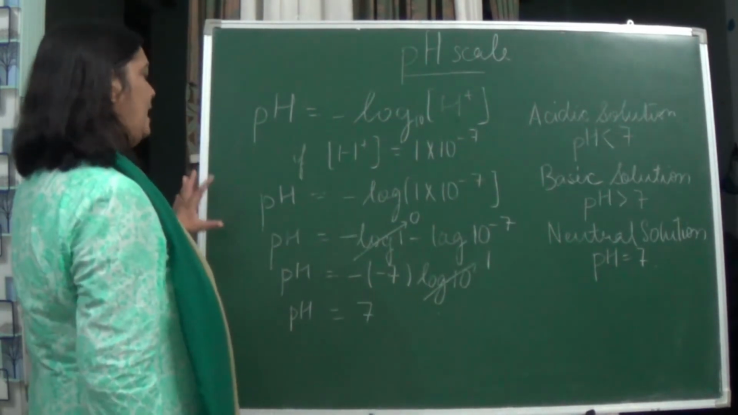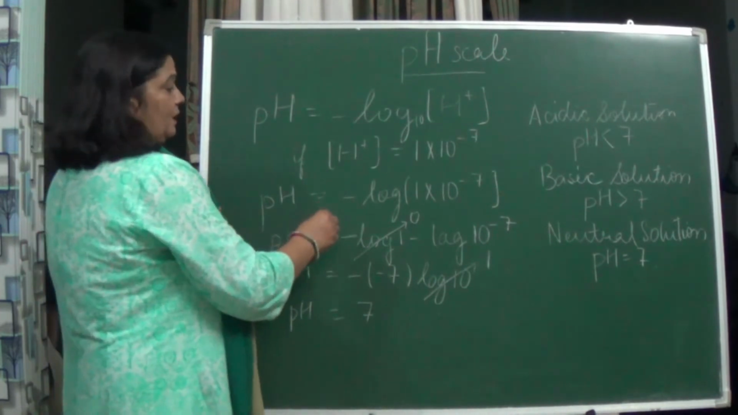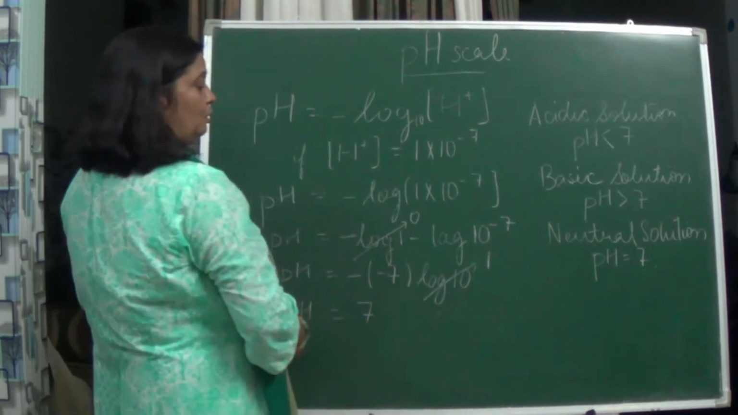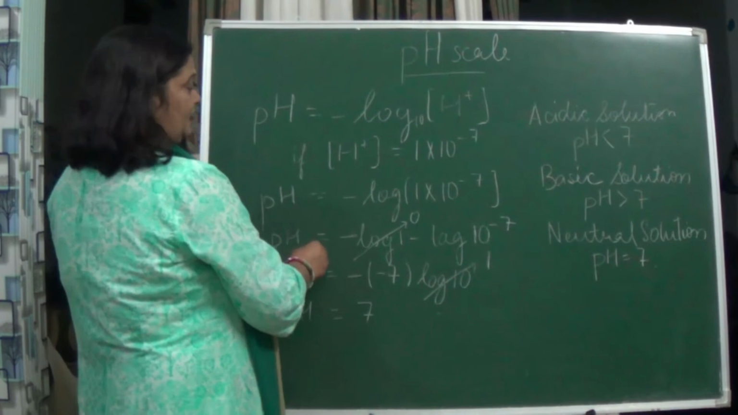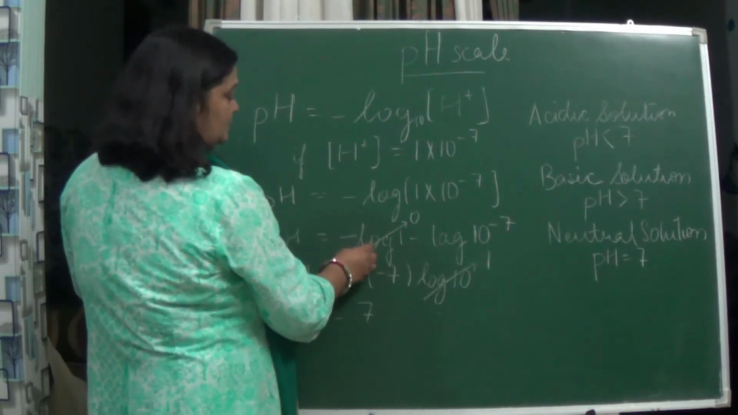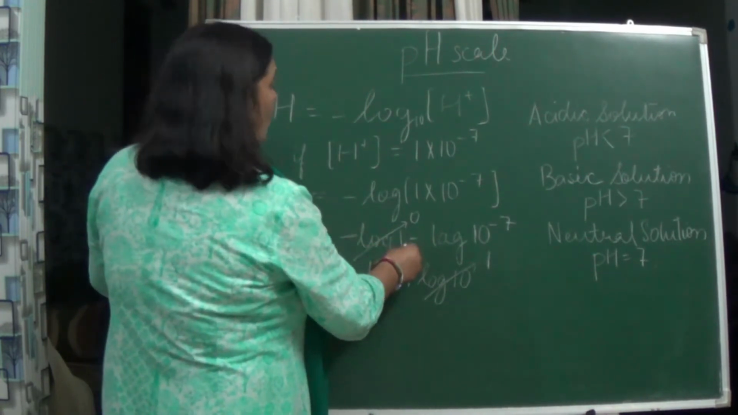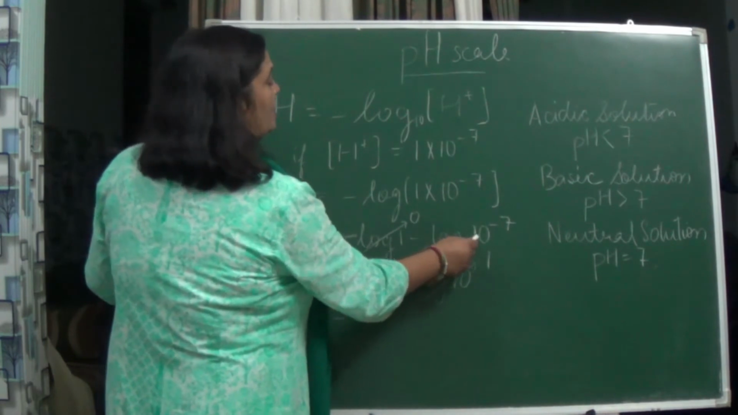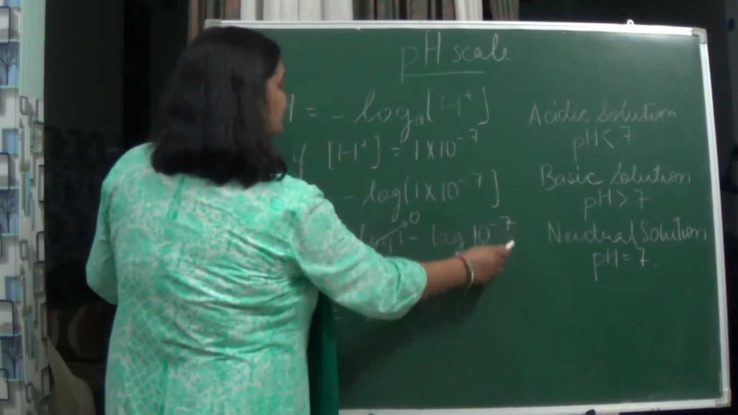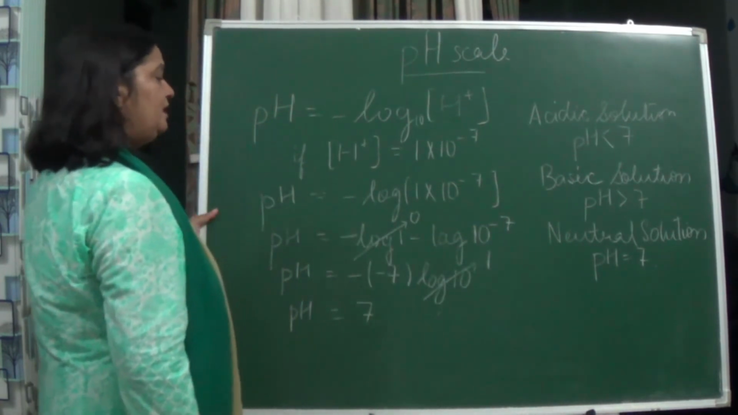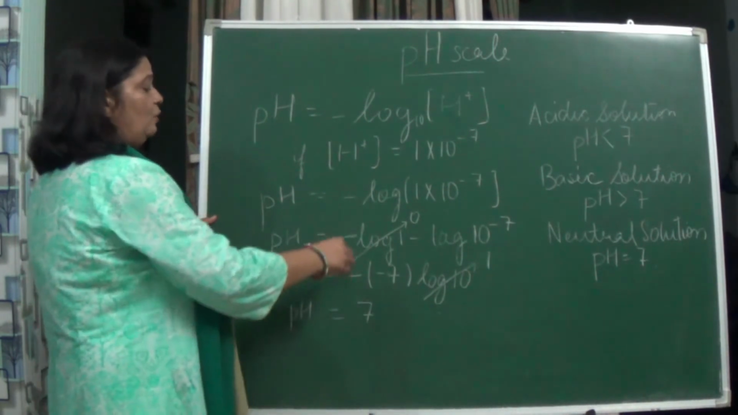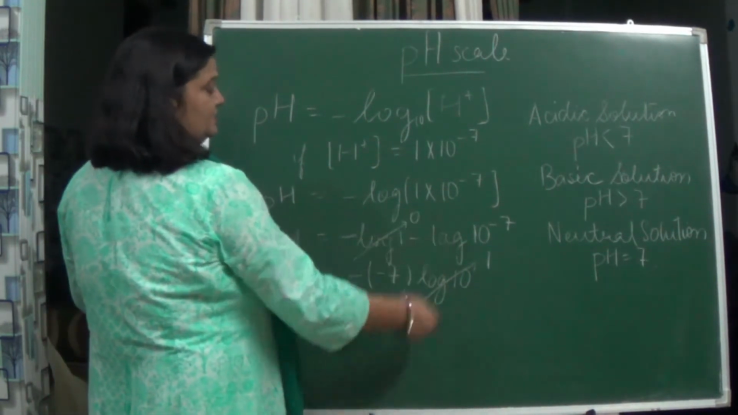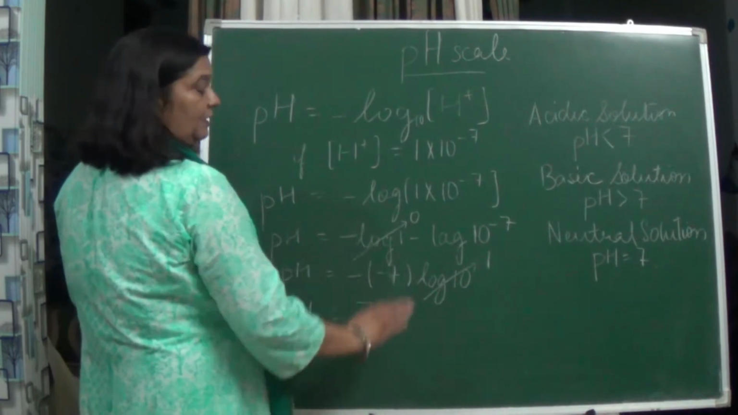Now when we derive it through log, pH is equal to what? It becomes minus log 1 minus log 10 to the power minus 7. So here what will happen? The value of this log 1 is 0. It will be cancelled.